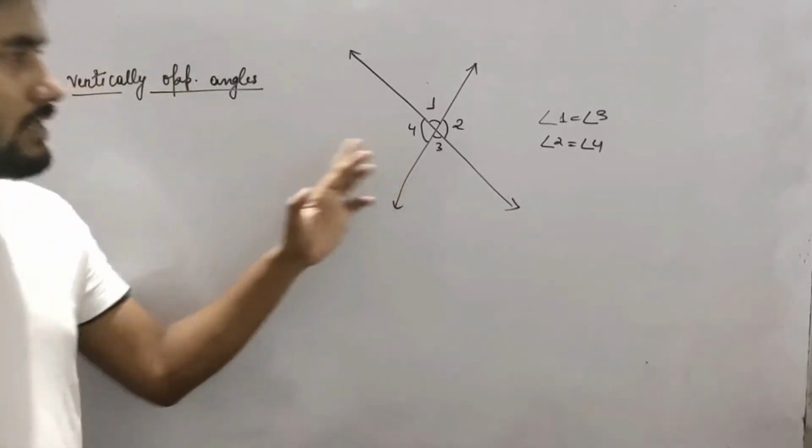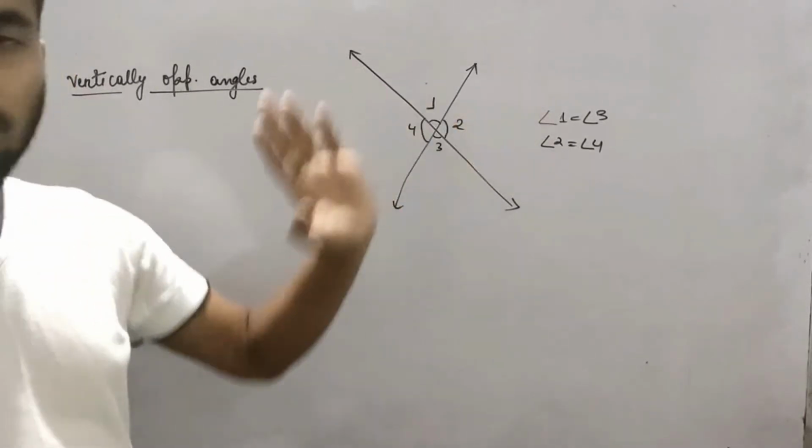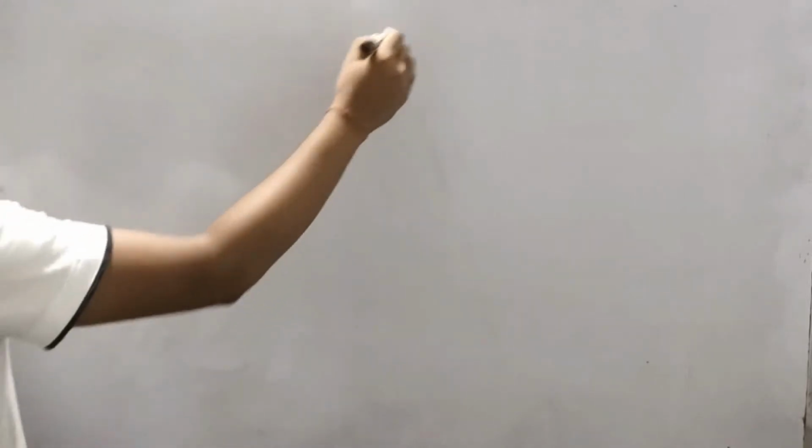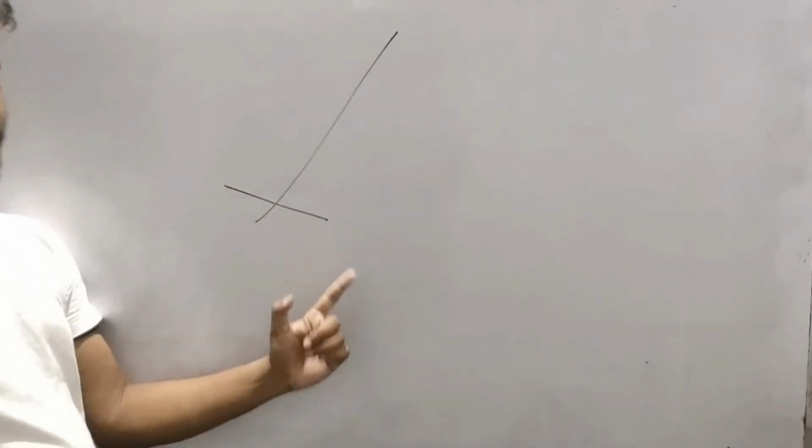Understood what vertically opposite angles are? The opposite angles will be equal. Now let us see some examples. The main thing that you have to understand is that two straight lines should intersect. Say this is one straight line, and this is one straight line, like this.